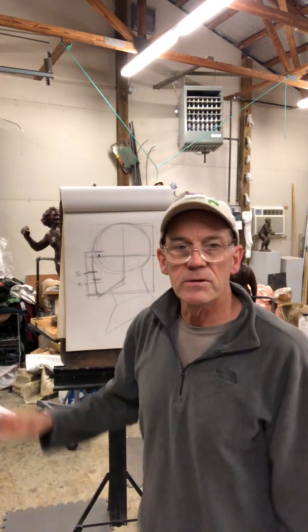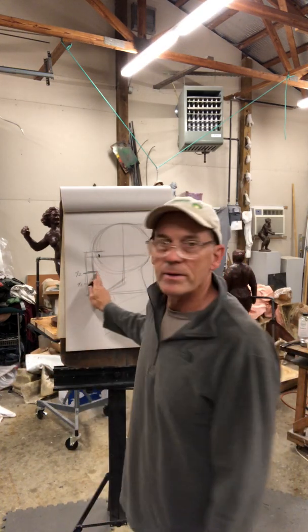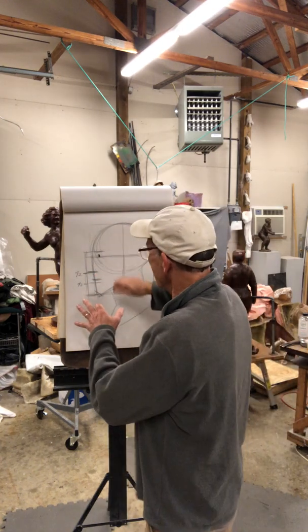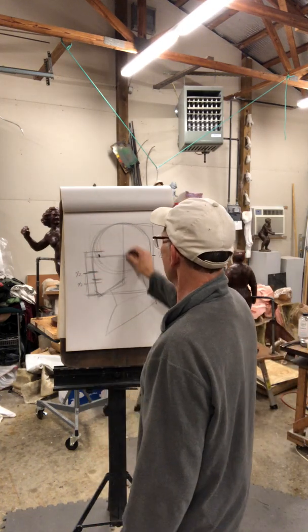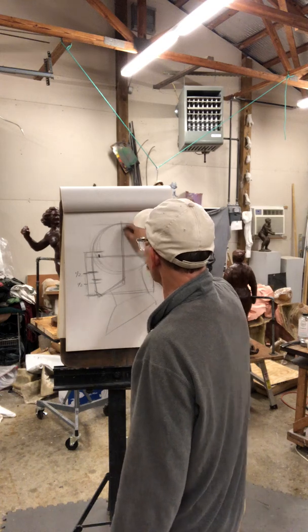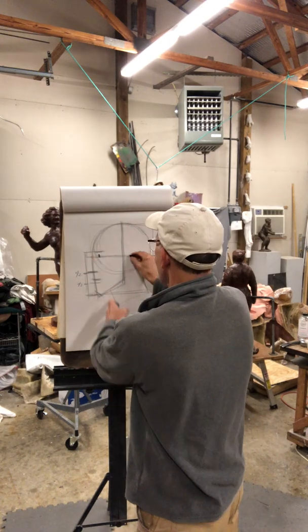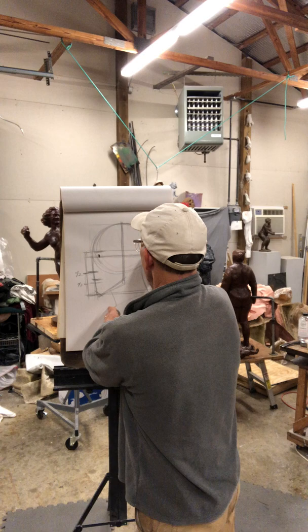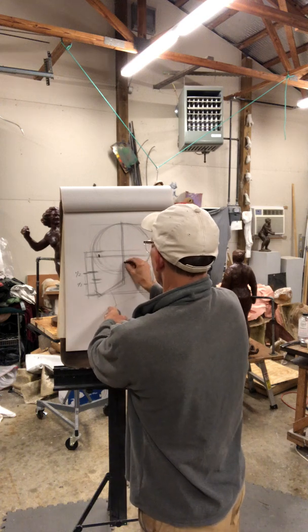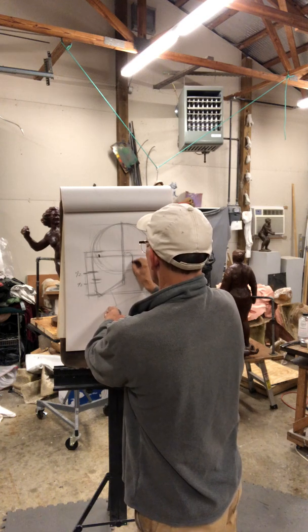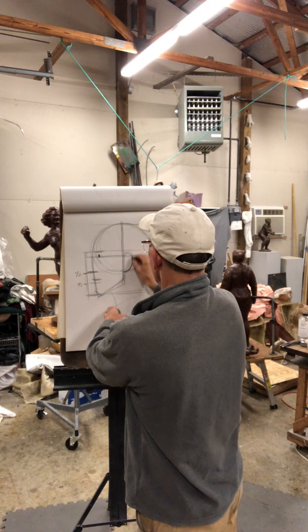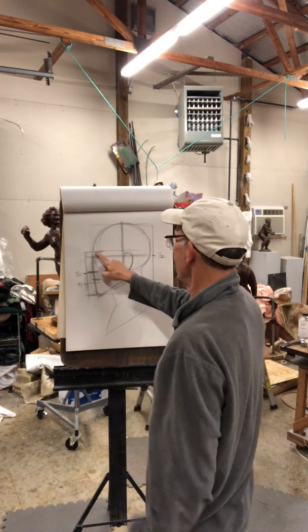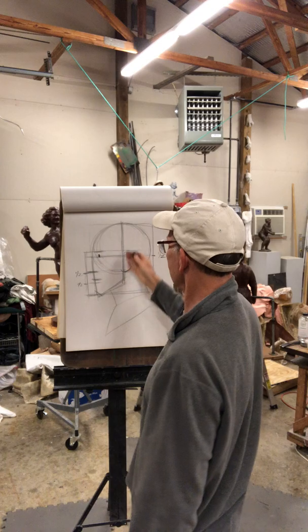The ear, again, is between the brow and the bottom of the nose. I'll set it a little bit lower than that. And then along here, it's behind this halfway mark. So here's the halfway mark between the front and the back. So the ear is going to set back here behind this halfway mark and a little bit lower than the brow and the bottom of the nose.